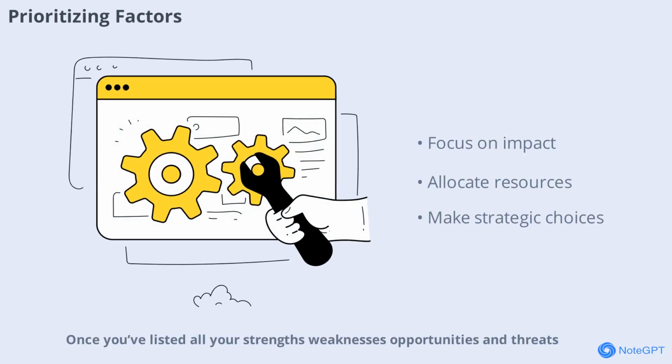Once you've listed all your strengths, weaknesses, opportunities, and threats, it's time to prioritize. Not all factors are equally important. Focus on the ones that will have the biggest impact on your goals. This helps you allocate resources effectively and make strategic decisions.